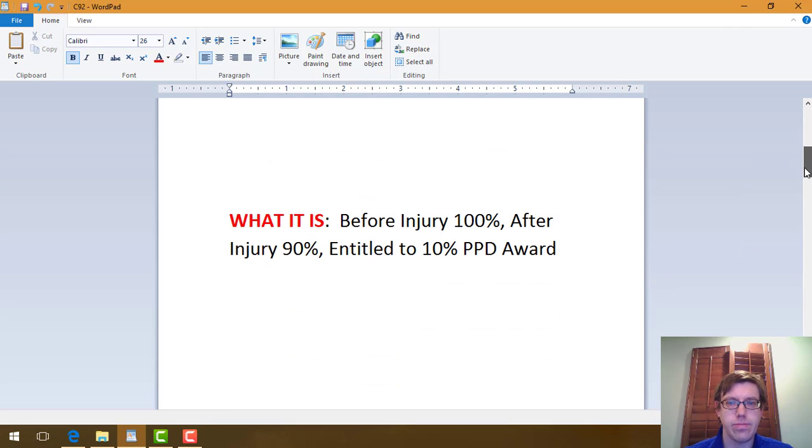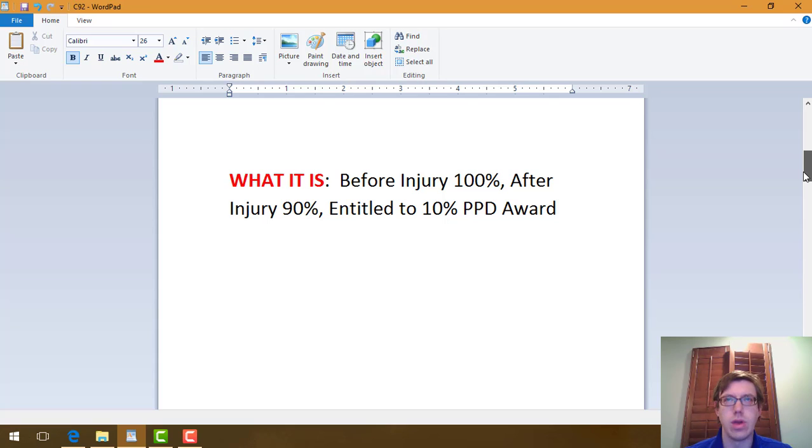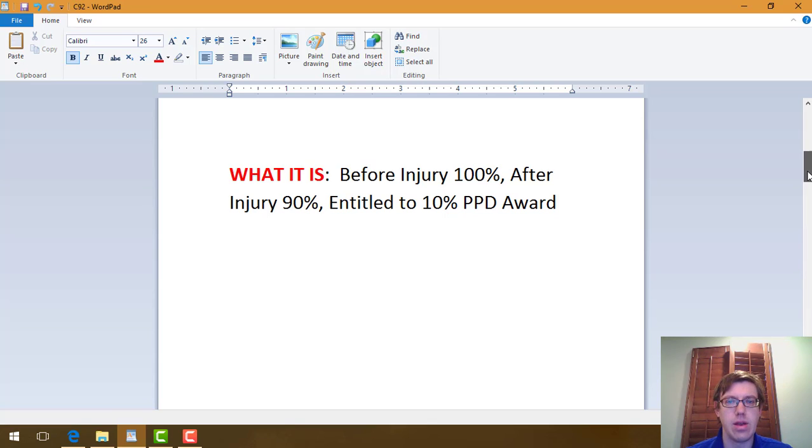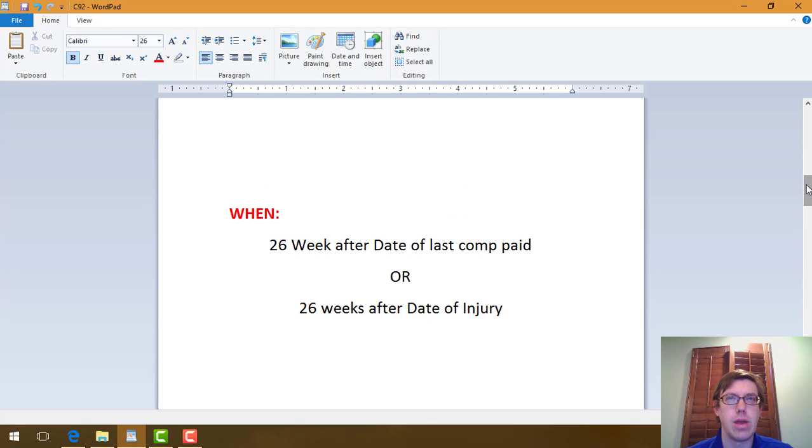So when can you do this? If you received comp, or any kind of compensation, it's 26 weeks after the date of last comp paid, or 26 weeks after the date of injury. So in this instance, if you didn't receive any compensation, then you could file this C92 application 26 weeks after the date of injury.